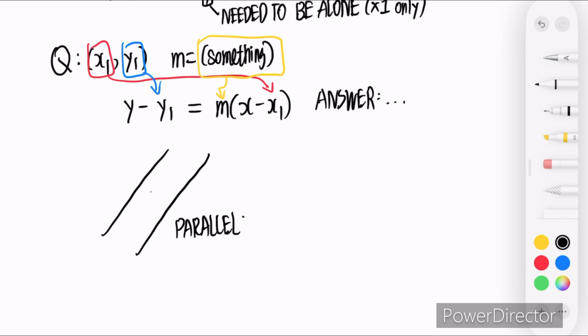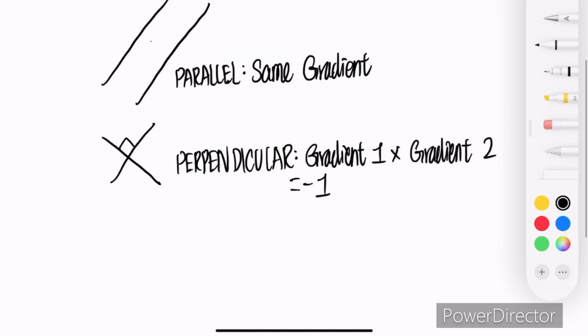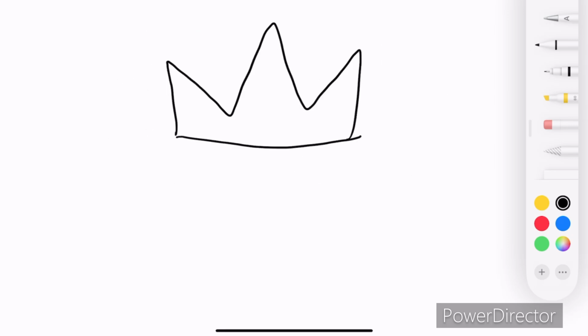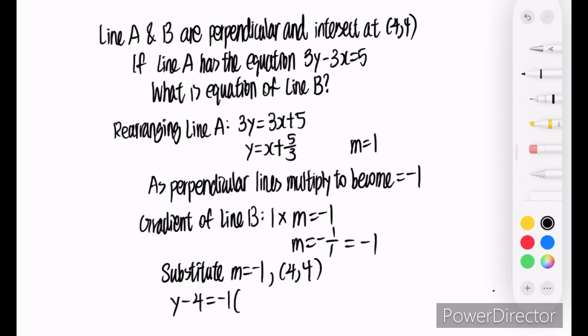And what we just said 30 seconds ago, parallel lines have the same gradient and the gradients of perpendicular lines multiply up to become minus 1. With that, you have successfully mastered the art of solving linear equations. And the final thing, the question I've shown at first should be solved like this.